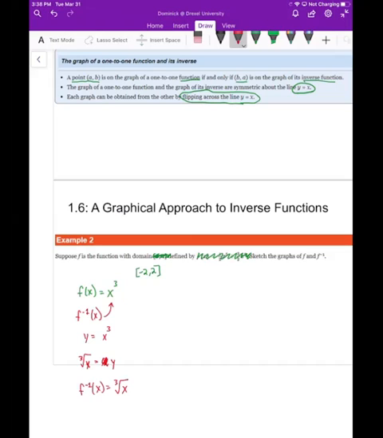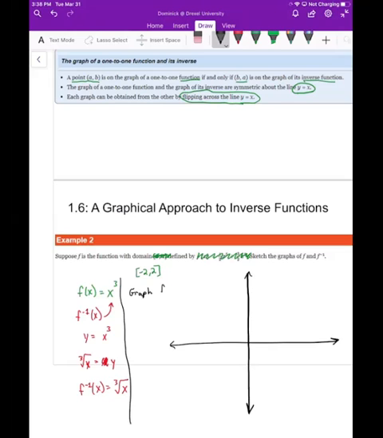All right, but it actually turns out that if we just had f of x is x to the third, we don't even really need to solve for it. All right, let's graph f.